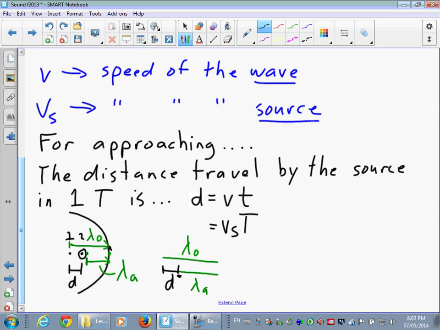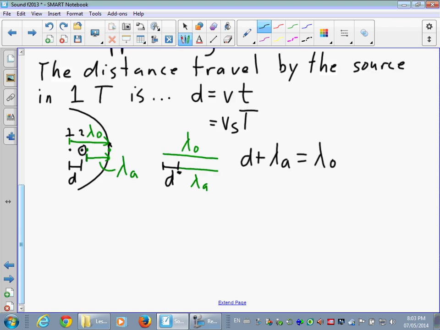So we can say that D plus lambda A equals lambda naught. Or if we want to rearrange that, we could say that lambda A is equal to lambda naught minus D.